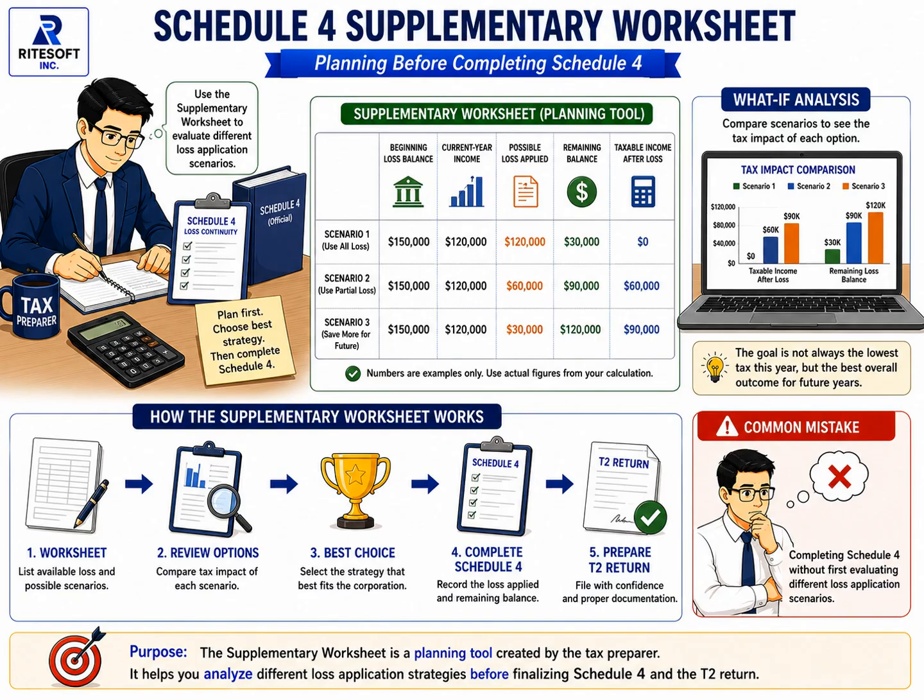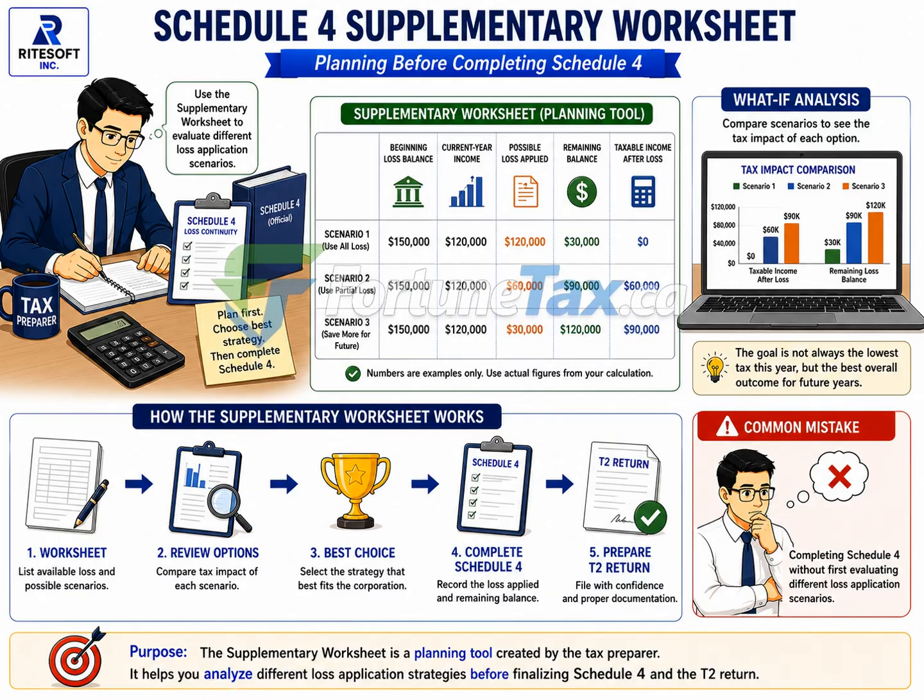The worksheet usually begins by identifying the corporation's beginning loss balance. This tells the tax preparer how much eligible loss is available from previous years. Next, the corporation's current year taxable income is entered. With these two pieces of information, the preparer can evaluate different loss application strategies.